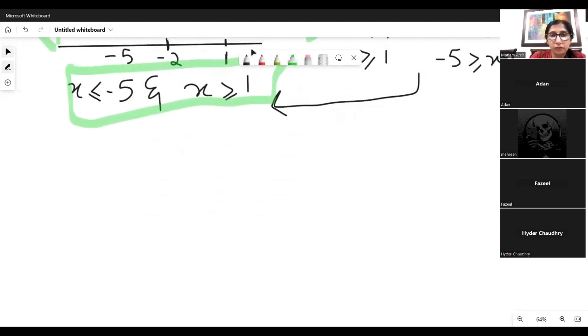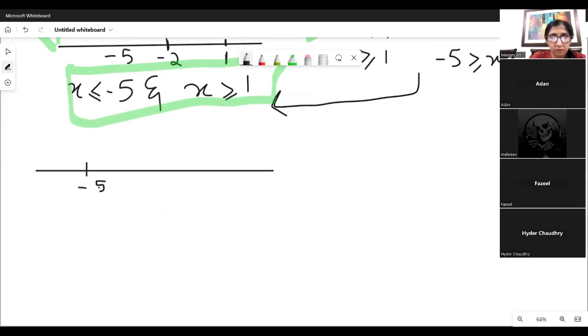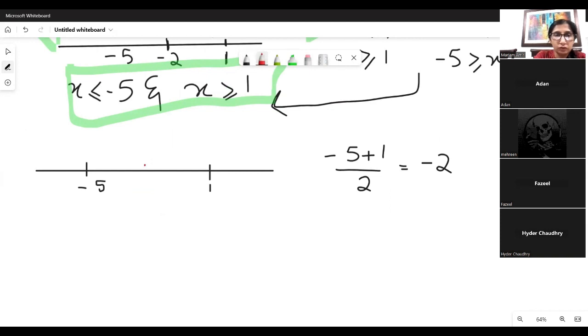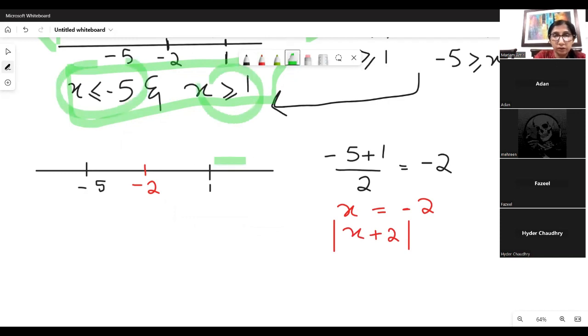So same concept. First, give me the mid value of -5 and 1. -2. You add these together, -5 plus 1, and then you divide it with 2, so that gives -2. ठीक है, यहाँ पे आ गया -2. So अब आप क्या लिखोगे? X equals to -2. So when -2 comes to this side, it actually becomes modulus of x plus 2.